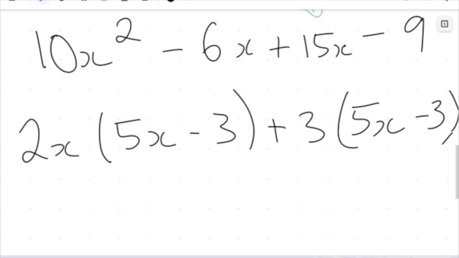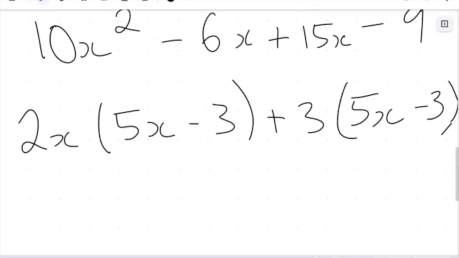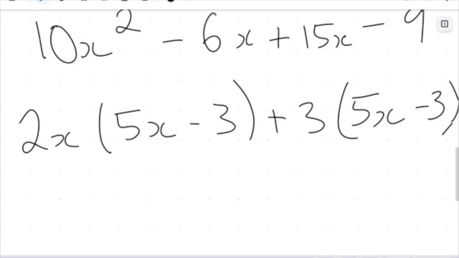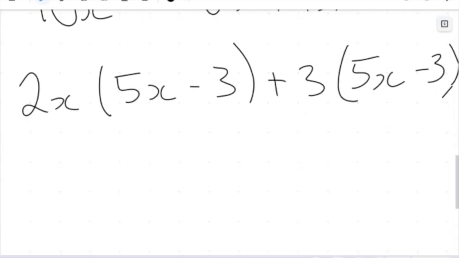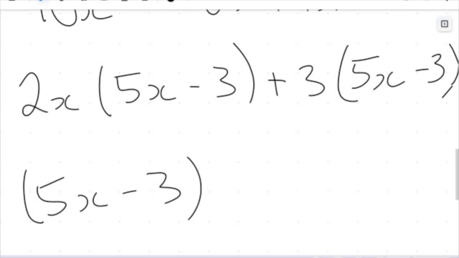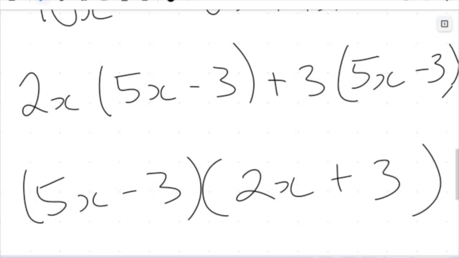So what I've done here is now I have found a binomial factor to both of these. That's really good now, because I can do what we've been doing so far. I can pull that out as a common factor. And remember, I'm still freestyling here. I'm trying to find a pattern. So once I factor 5x minus 3 out the front, I wind up with 2x plus 3.